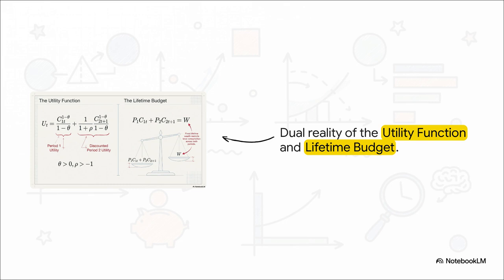But balanced against that desire is the unyielding physical limit of our fixed lifetime wealth. You obviously can't consume more than your total wealth. So the ultimate goal? Get the absolute most happiness possible out of that fixed pot of money.